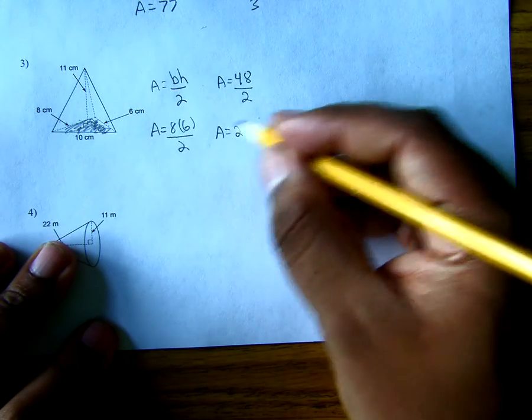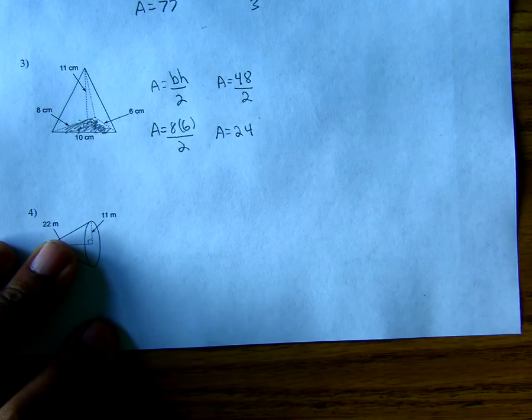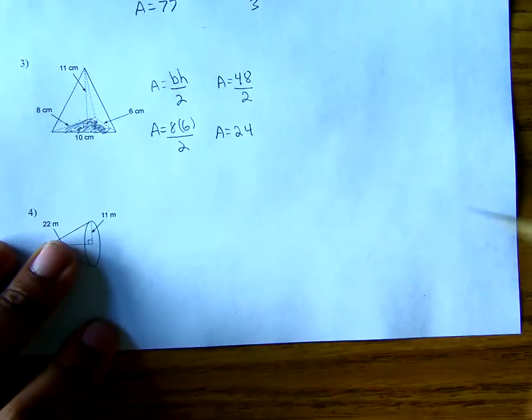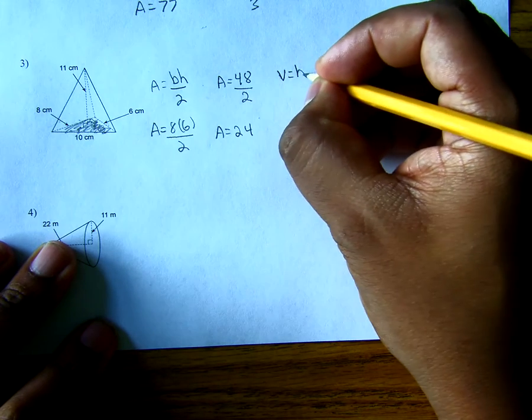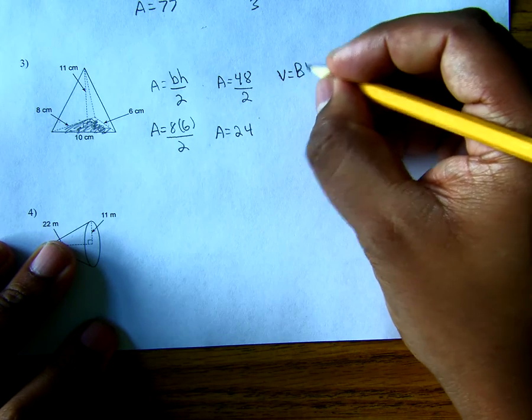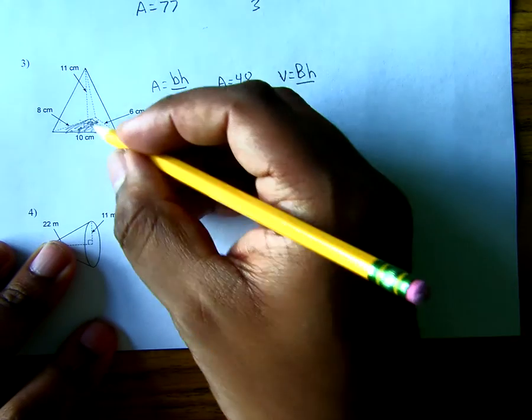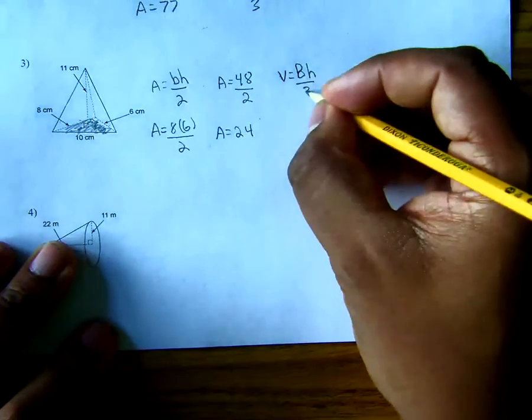And now we have our area that we're going to use as our big B, our big base, and use it to plug into the volume. So I'm going to write my volume formula. V is equal to base times height. And since this is a pyramid, we're going to divide by 3.